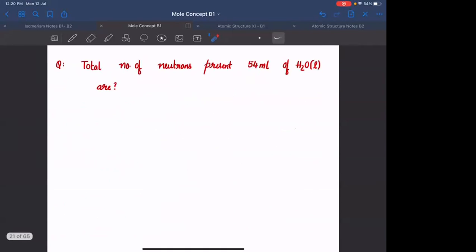Next question. Find the total number of neutrons present in 54 ml of water. Everyone, solve this question and tell me the answer in terms of moles. Number of neutrons present in 54 ml of water.